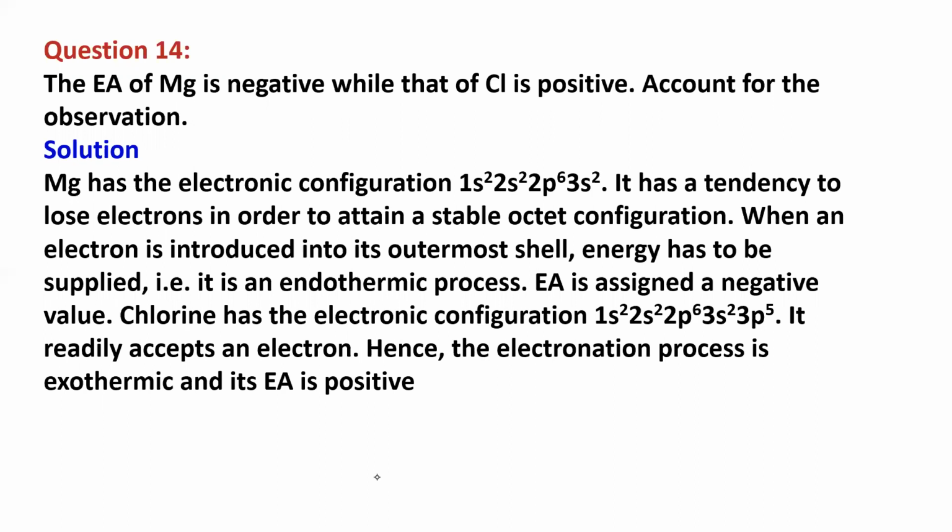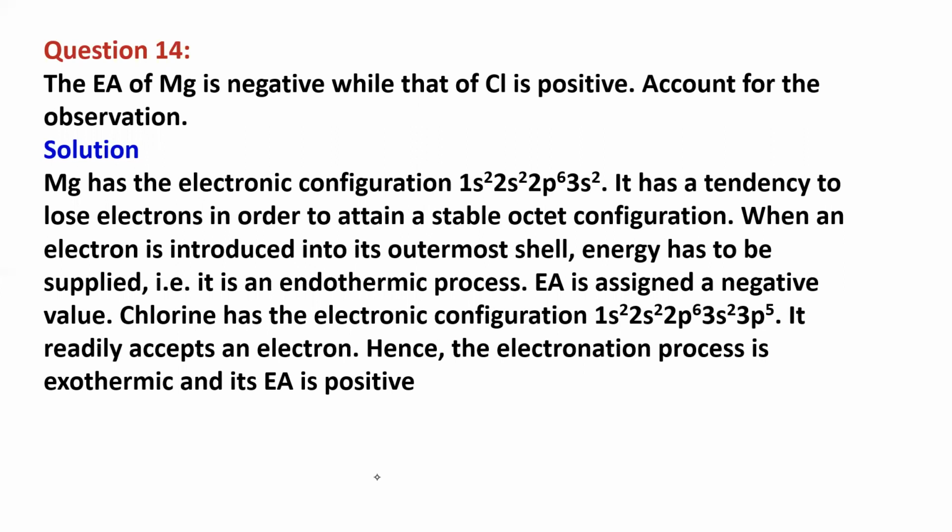So chlorine has the electron configuration 1s2 2s2 2p6 3s2 3p5. It requires one more electron for attaining stability. So it has more electron affinity. It readily accepts an electron. Hence the electronation process is exothermic and its electron affinity is positive. So if the electron affinity process is endothermic, the electron affinity value becomes negative.